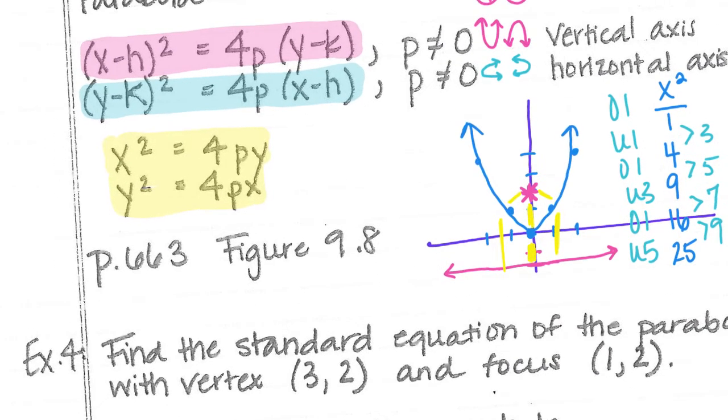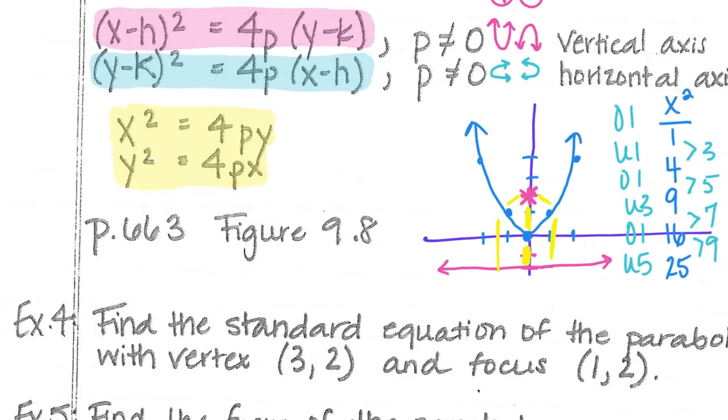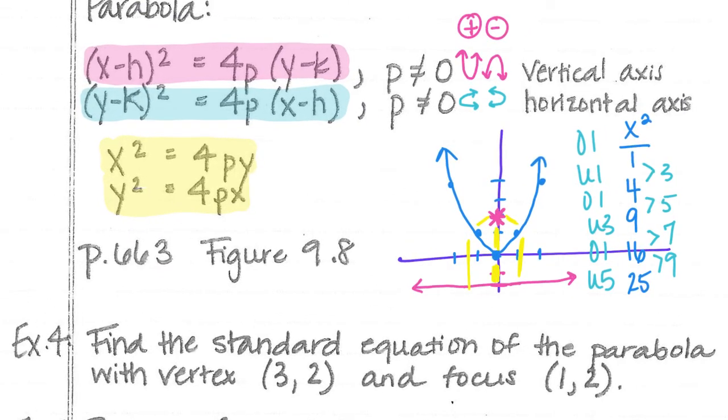All right, so let's look at example 4. It says, find the standard equation of the parabola with a vertex at 3, 2 and a focus at 1, 2. Well, I know the vertex is at 3, 2. I'm just going to go ahead and focus right here. The vertex was at 3, 2, and the focus was at 1, 2. So the first thing I'm going to do is I always graph it. I know at positive 3, positive 2, I have my vertex. I know at positive 1, positive 2, I have my focus.